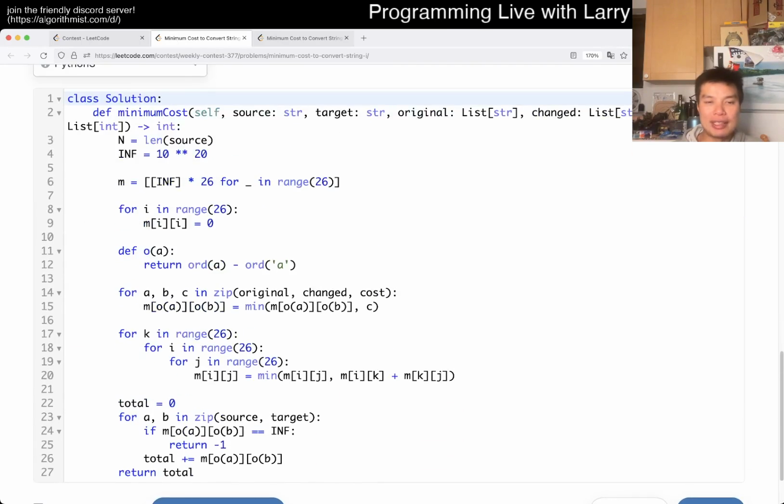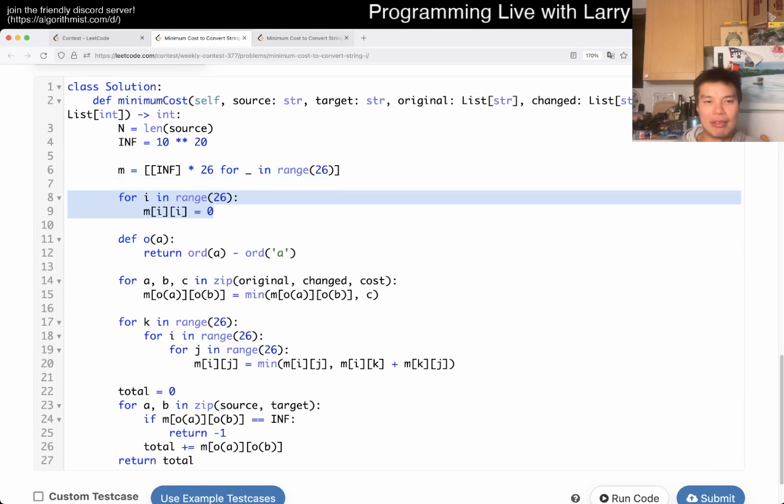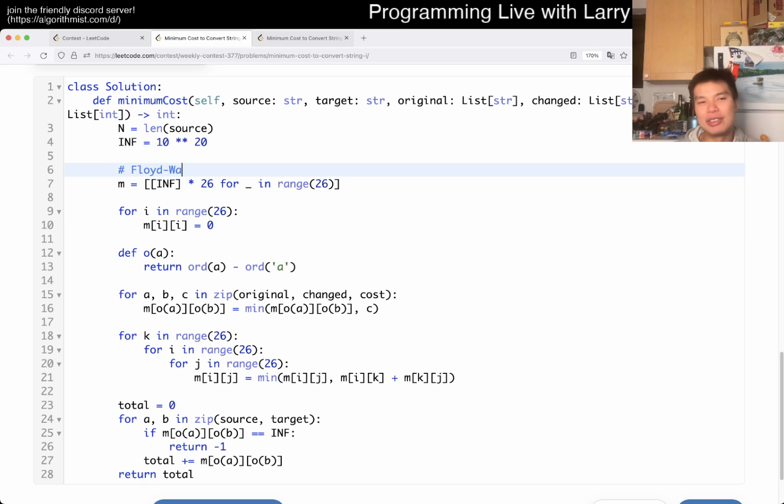The way that I did it is with Floyd Warshall. I'm not going to go over Floyd Warshall in this video, and you don't even need it per se. You can use repeated Dijkstra or whatever, as long as you don't repeat work. I used Floyd Warshall to create the shortest path, and this is going to be O of A cubed, where A is the size of the alphabet.